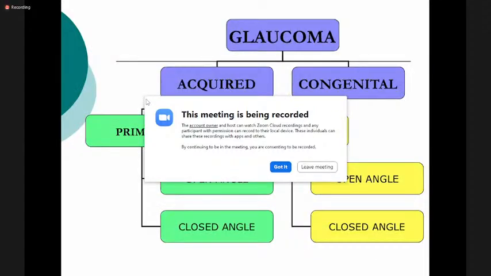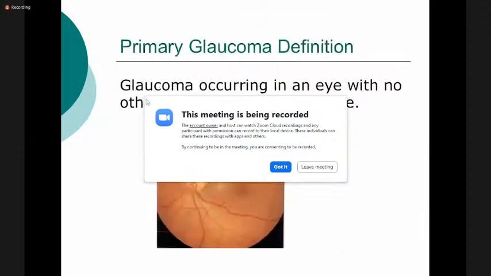So let's look at the classification of glaucoma. That was a brief outline just on the anatomy. So glaucoma can be divided into acquired and congenital. And of the acquired type, you can have the primary and secondary type. And of the primary type, you have the open angle and closed angle. And of the secondary, also the open and the closed. And we're going to look briefly into this.